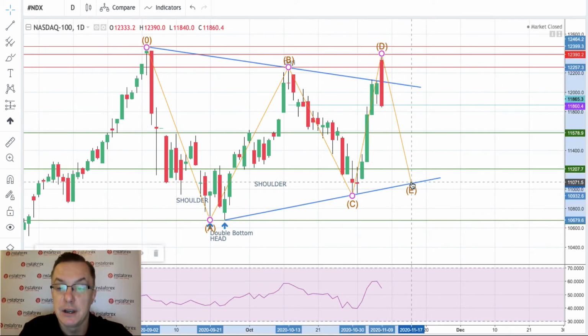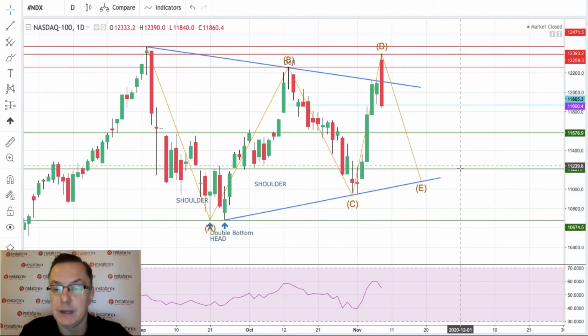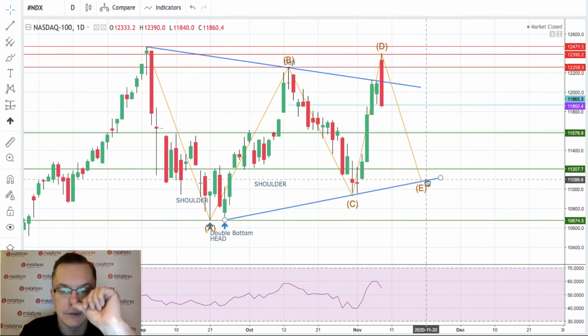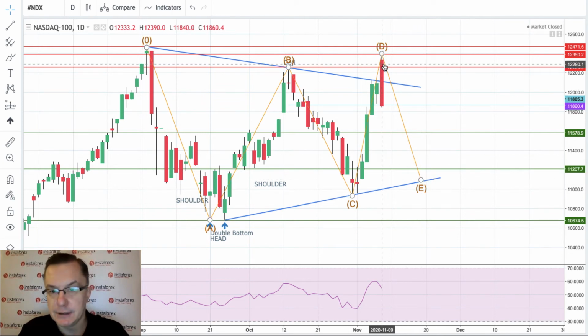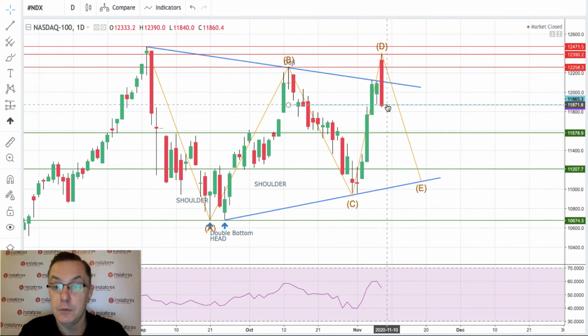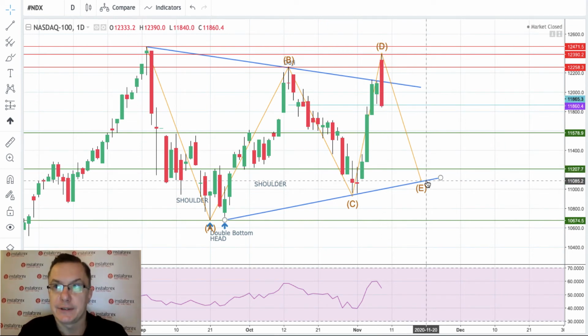The question is whether we are going to make the wave E, right? If this wave will be made just right above the wave C, that will be roughly around 11,000 points. Because if this is the preferred level, that means we will go way lower on the NASDAQ in the coming days, because we will go from 11,860, that's yesterday's close, exactly, to 11,000. That's 860 points to the downside to be made. So that's a nice level as well.